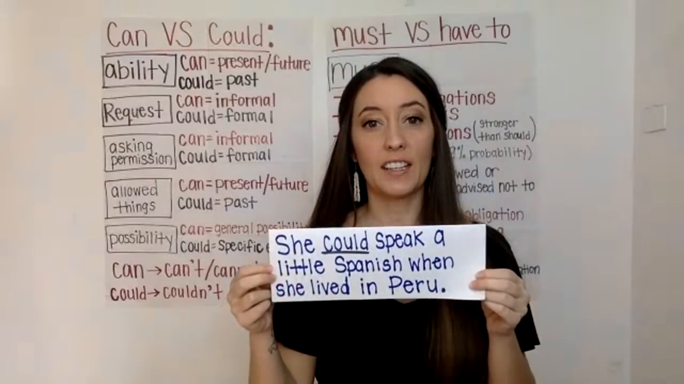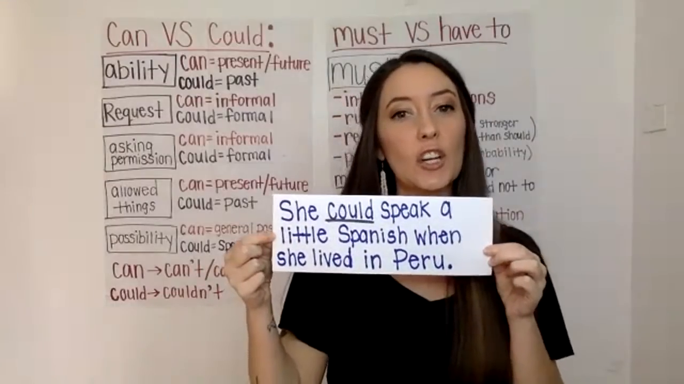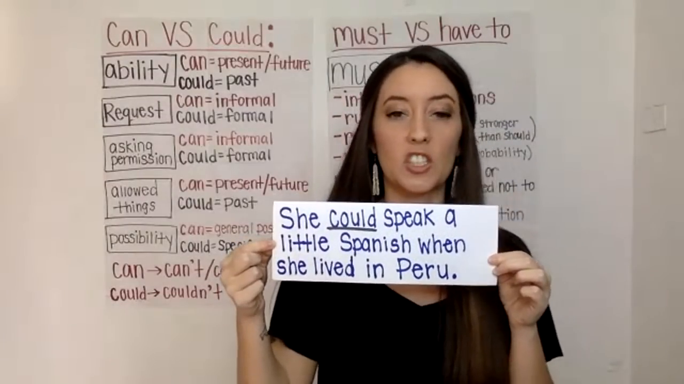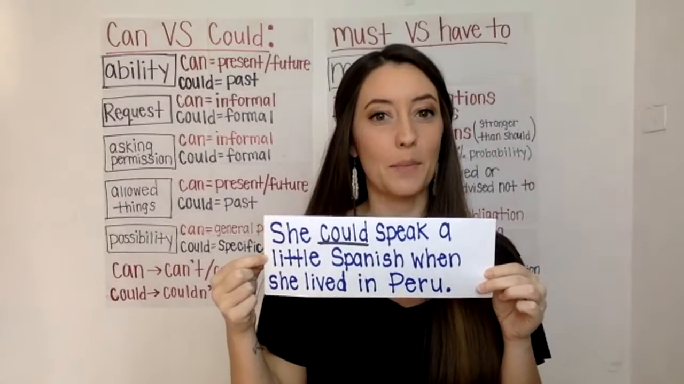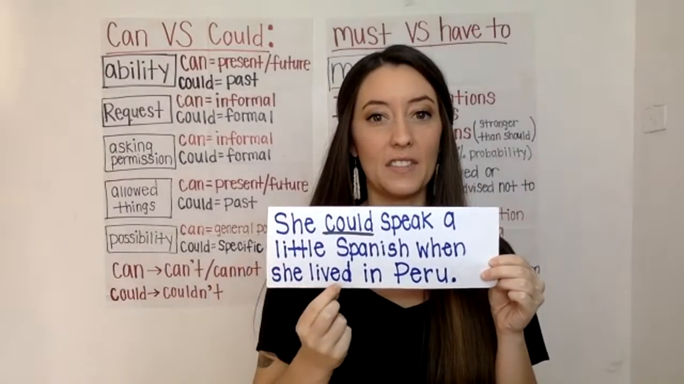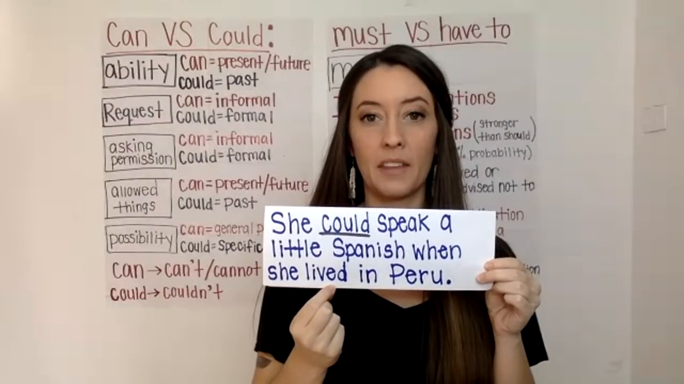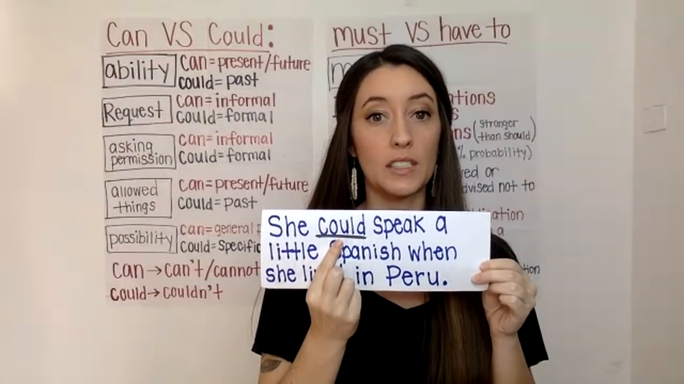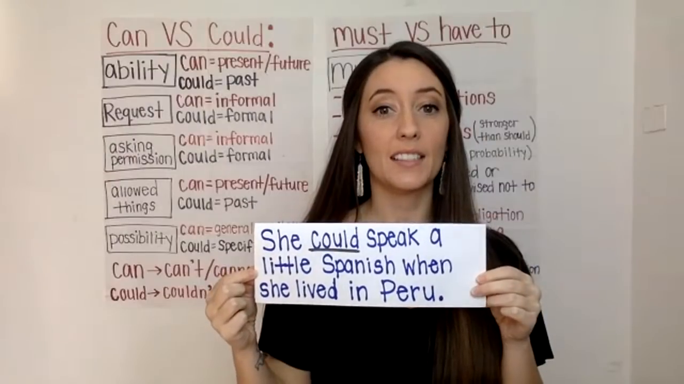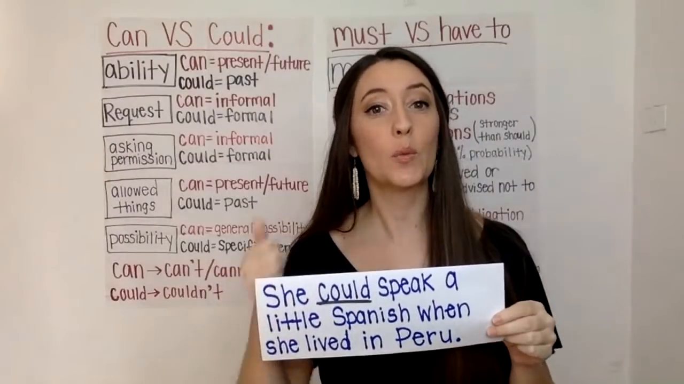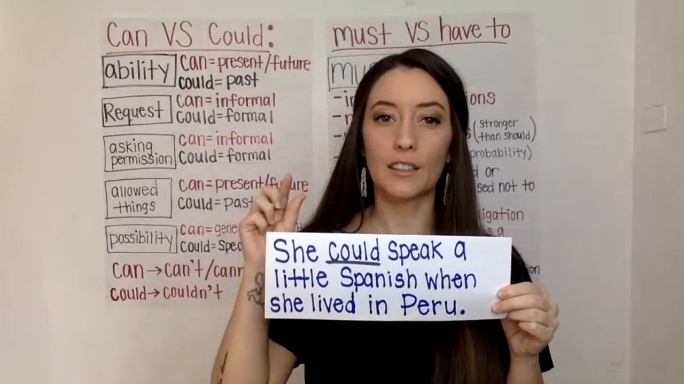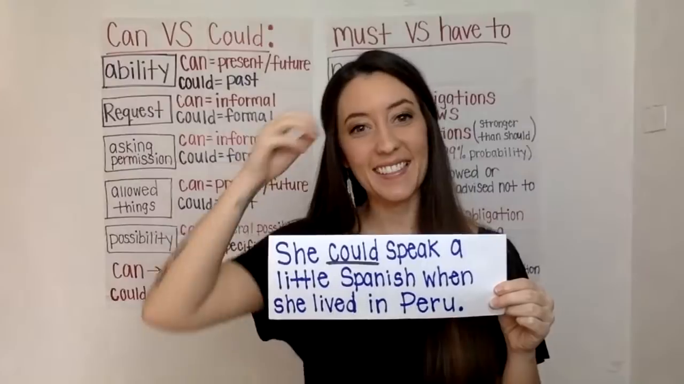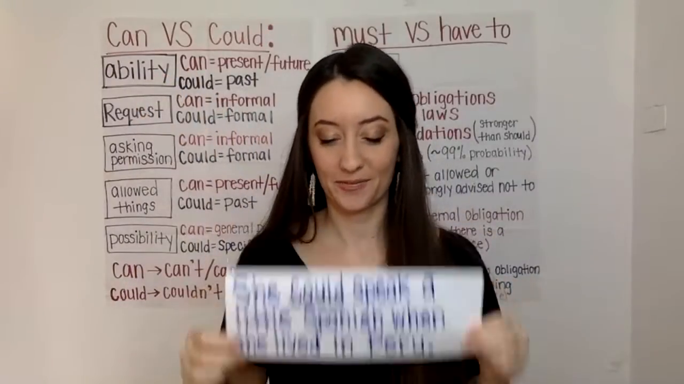And for could, she could speak a little Spanish when she lived in Peru. You notice the sentence is in past tense, right? Lived is simple past. So could is going to be used here because we are speaking in the past. Maybe she lived in Peru 20 years ago, and while she lived there, she could speak a little Spanish. But today, she has forgotten her Spanish.